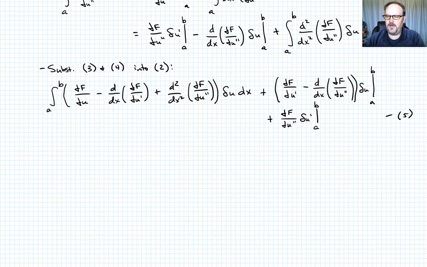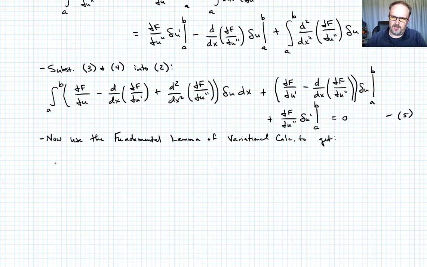So what are we going to do now? Well, hopefully you're thinking, oops, I should make sure that this is equal to something, right? This whole thing is equal to 0. So now we can use the fundamental lemma of variational calculus to get the following. The first thing we're going to do is remember that delta u is arbitrary, right? So this integral will be able to apply separately, and we'll end up with an Euler-Lagrange equation. So that's the first thing that we can arrive at.